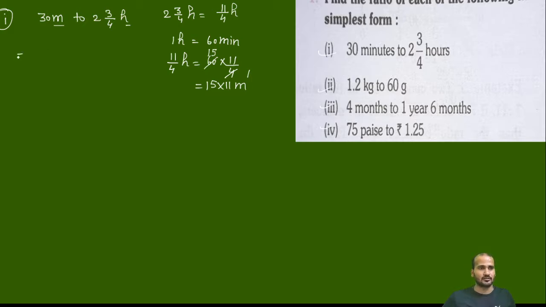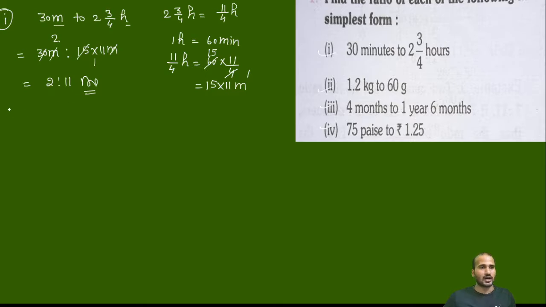So the ratio is 30 to 15 into 11. Okay, so minutes are cancelled. Leave that, and 15 ones are 15, 15 twos are 30. So you will get 2 ratio 11, and this is your final answer. Okay, in the ratio form there is no unit. Please remember, in the ratio form there is no unit.